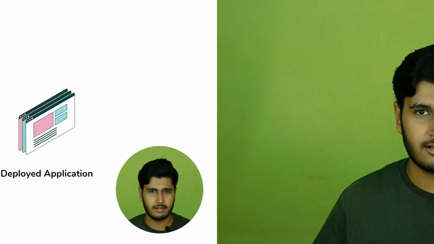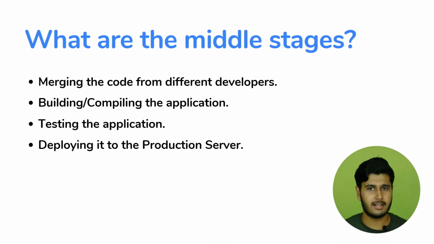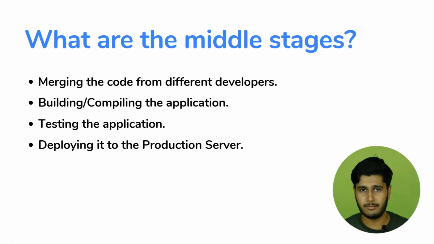But there is this thing. Moving from code to a deployed application, there are multiple stages in between. But what are these middle stages? You can think about it like this. As many people are working on the project, suppose 3 people are working on it: Ayush, Harsh, and Ritik. These three are going to work on different features. But you have to put all the code together so that it can be built and deployed as one application, right? This is what merging of code means. It means merging the code from different developers onto some shared repository.